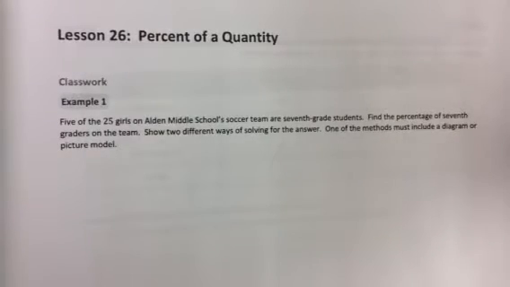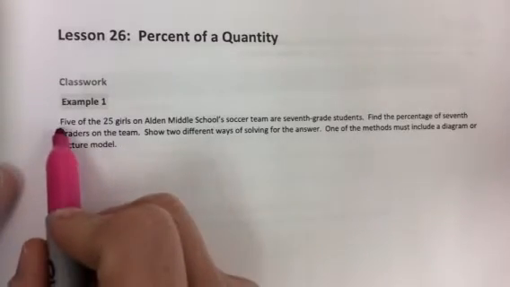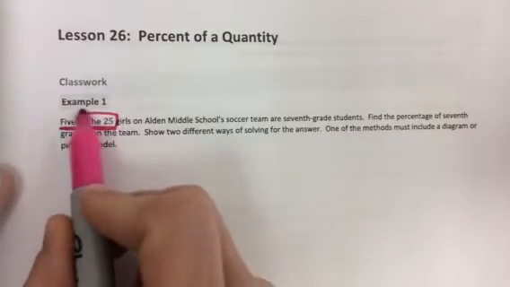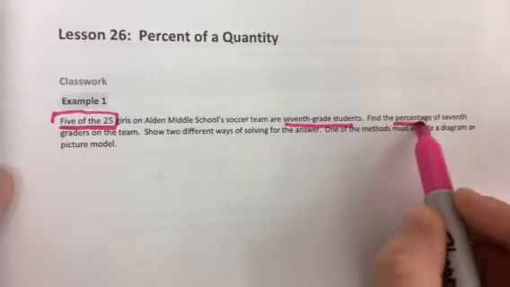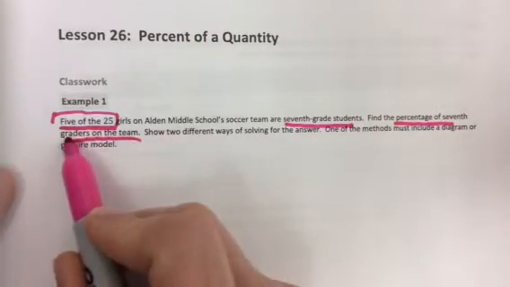So 5 of the 25 girls on Alden Middle School soccer team are 7th grade students. Find the percentage of 7th graders on the team. Show 2 different ways of solving for the answer. One of the methods must include a diagram or a picture model. Okay, so we know that 5 of the 25 girls are 7th grade students, and we must find the percentage of the 7th grade student.